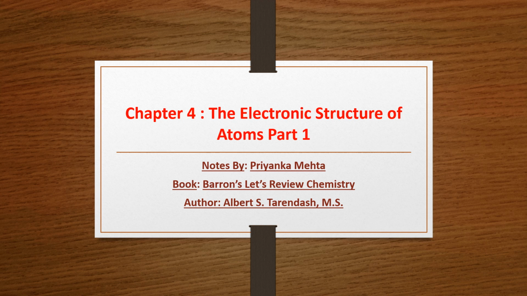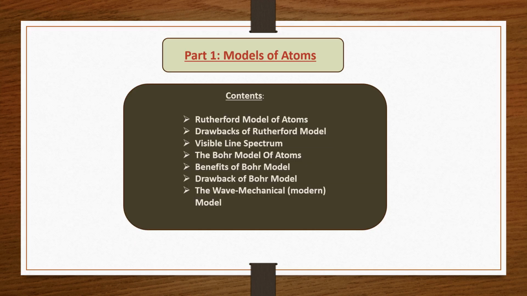Chapter 4. The Electronic Structure of Atoms, Part 1. Part 1. Models of Atoms. Contents. Rutherford Model of Atoms. Drawbacks of Rutherford Model. Visible line spectrum. The Bohr Model of Atoms. Benefits of Bohr Model. Drawback of Bohr Model. The wave mechanical modern model.